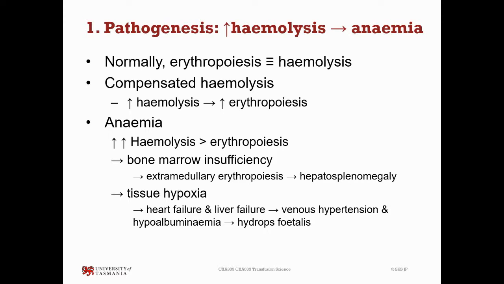So we don't get proper perfusion of the tissues. This affects the heart and the liver most. And so we end up with issues around heart failure and liver failure. So we end up with venous hypertension because the heart's not pumping properly. Therefore, our venous return isn't sufficient, and we get this pooling of the blood in the venous circulation, and that's what we call hypertension. Because we have liver failure, we have hypoalbuminemia, which affects the osmotic concentration of the blood, and so we don't get proper return of fluid from the tissues, and this ends up in a condition called hydrops fetalis.